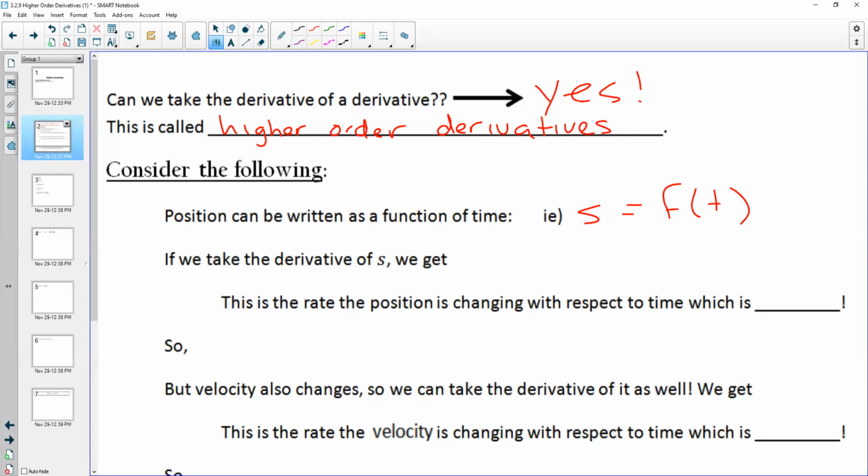If we take the derivative of displacement with respect to time, the rate at which the position is changing with respect to time is our velocity. If we have a displacement of 10 meters over 2 seconds, the rate of change would be 10 divided by 2, so that would be 5 meters per second. So velocity V is equal to S prime, the derivative of displacement. So S prime or ds over dt, the derivative of displacement with respect to time. Or another way we can say this is f prime of t.